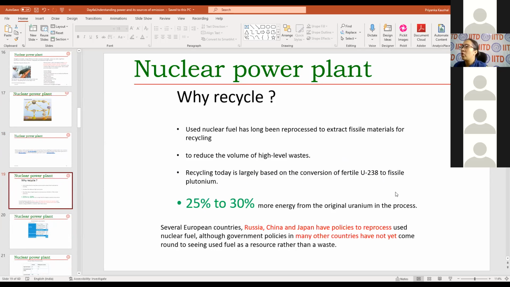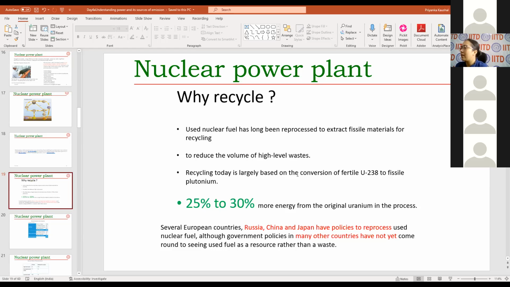Now, why are we talking about nuclear fuel recycling, right? It is very important. As you can see here, used nuclear fuel has long been reprocessed to extract fissile material for recycling. When it goes through one cycle, it is not completely converted. So you try to separate out whatever has not been used and again put it in as fuel material. Also, when you do so, you generate a lesser volume of waste. Otherwise, if you put it in the waste category, you would generate a huge amount of waste. So nuclear recycling is very important, and you'll see what the problems with waste disposal are. That is another reason why we try to recycle as long as it's possible. And the recycling today is largely based on the conversion of fertile U-238 to fissile plutonium. So this is the route.